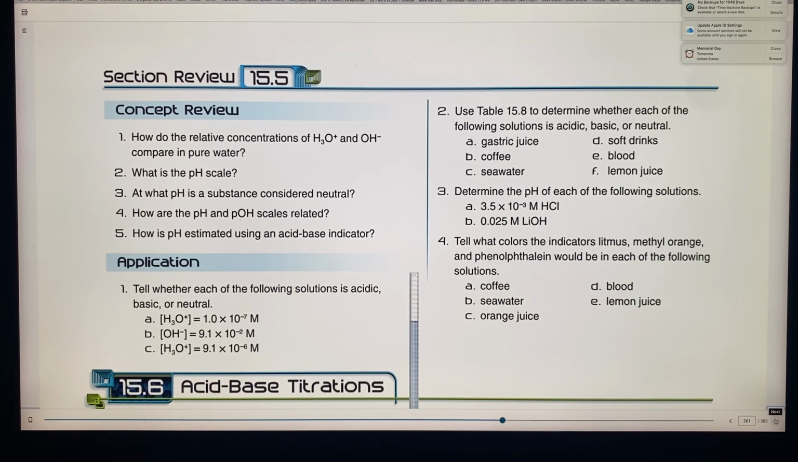So how is pH estimated using the acid-base indicator? So an acid-base indicator, basically, how is it used? It suppresses the indicator at that point, by Le Chatelier's principle, and makes the equation go either to the right or left. But in doing that, the color of the indicator changes. So, tell whether each of the following solutions is acidic, basic, or neutral.